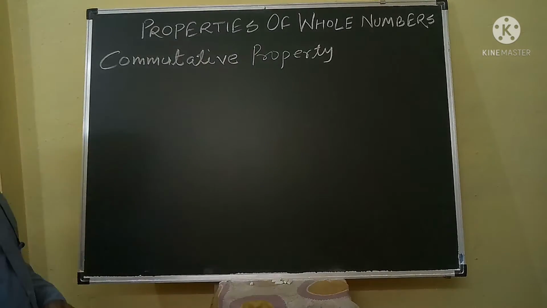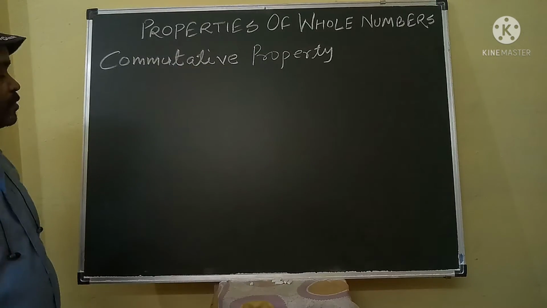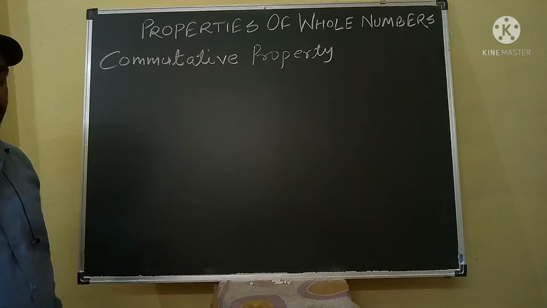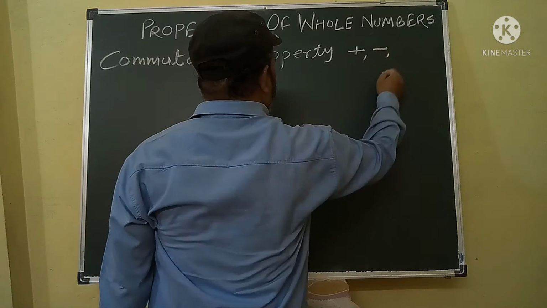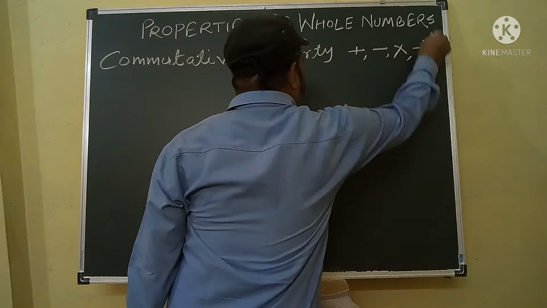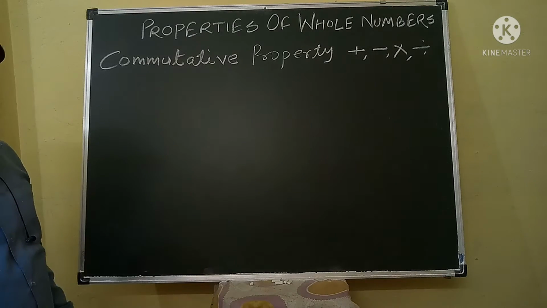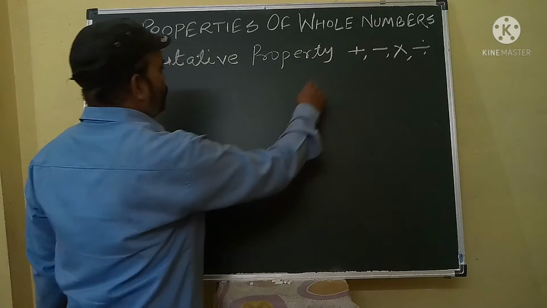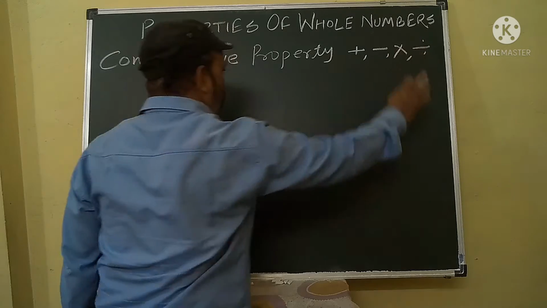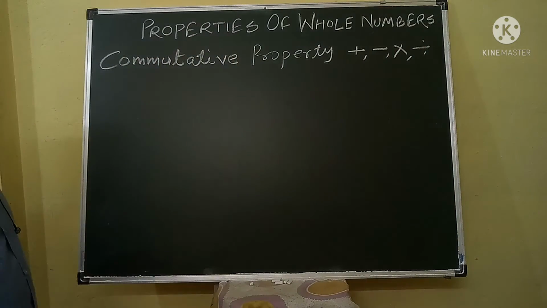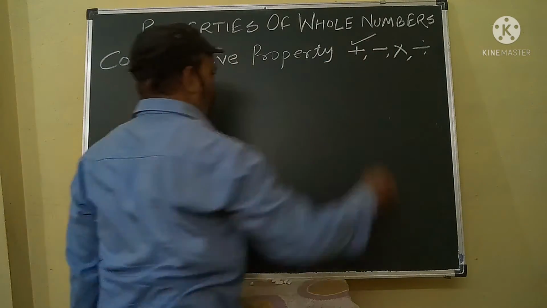Okay, your next property is the commutative property. Now we will apply the commutative property on addition, subtraction, multiplication and division. I want to give some examples. First I will take addition.